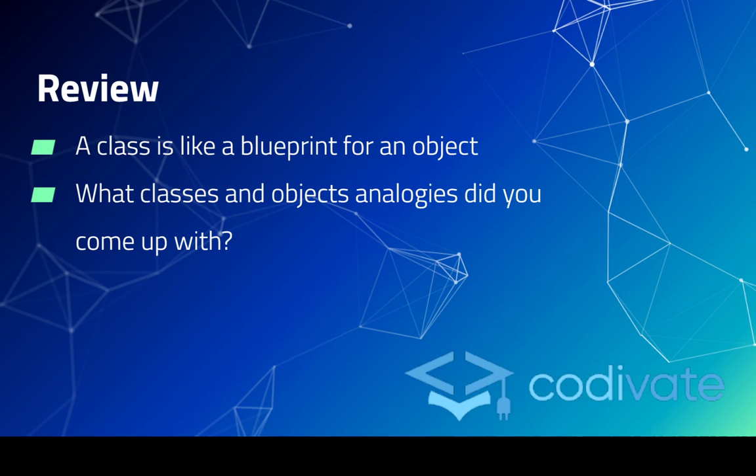We had some analogies like a cookie cutter and a cookie. The cookie cutter is the class and the cookie is the object. You can make multiple cookies using one cookie cutter. Another is a blueprint and a house. You can make multiple houses from a blueprint and you only need one blueprint. So the blueprint is the class and each house is an object. And then you have a factory and cars. The factory is the class and the car is the object that comes out of that class.